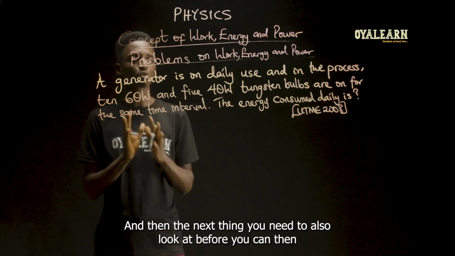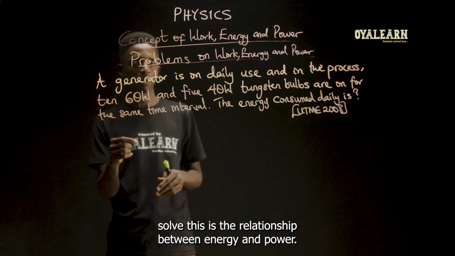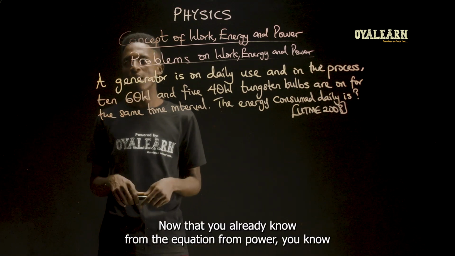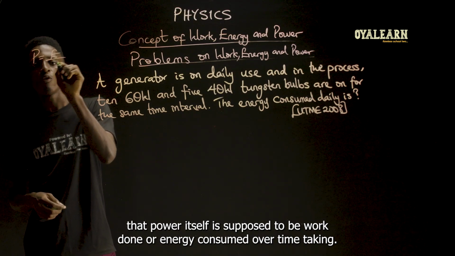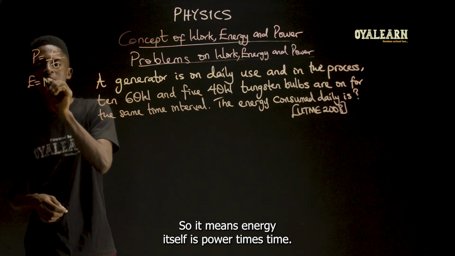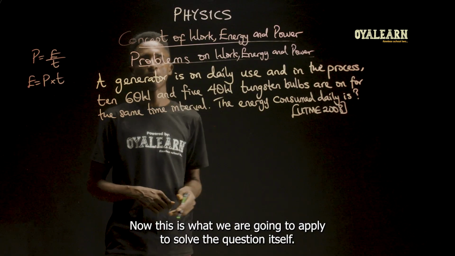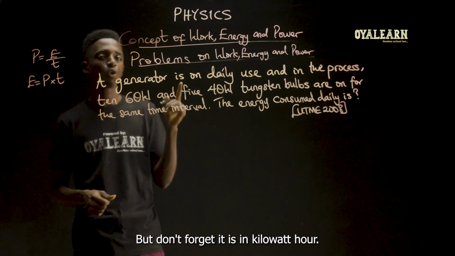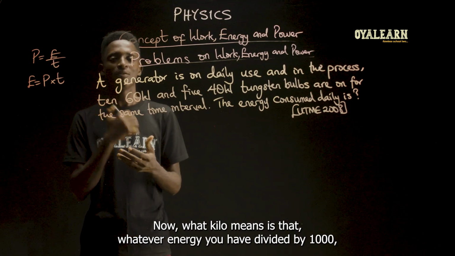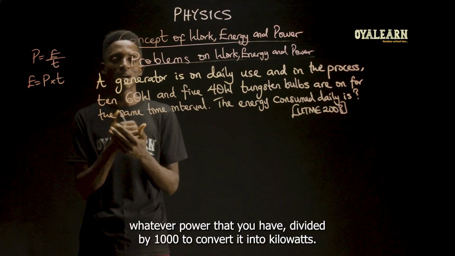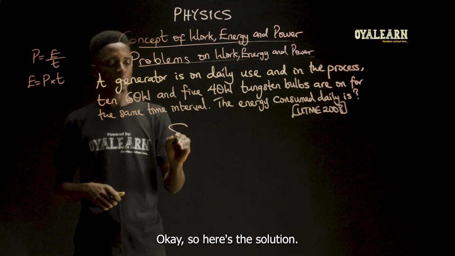And then the next thing you need to also look at before you can solve this is the relationship between energy and power. Now you already know from the equation for power that power is work done or energy consumed over time taken. So it means energy itself is power times time. Now this is what we're going to apply to solve the question itself. But don't forget, it is in kilowatt hour. Now what kilo means is that whatever power you have, you divide by 1000 to convert it into kilowatts. Okay, so here's the solution.